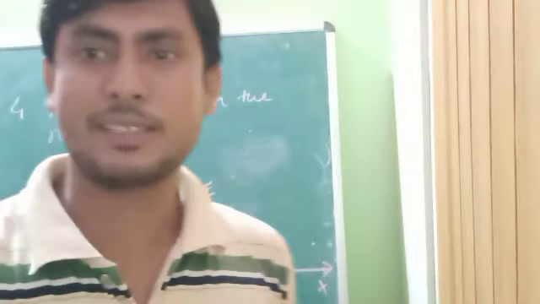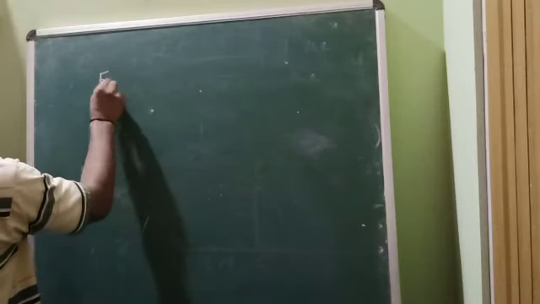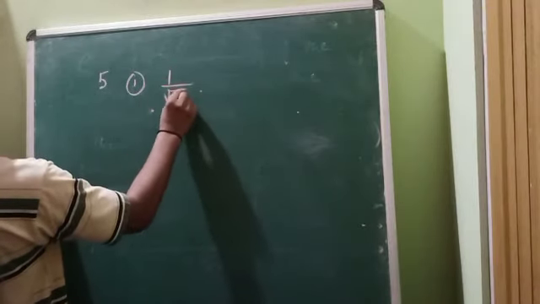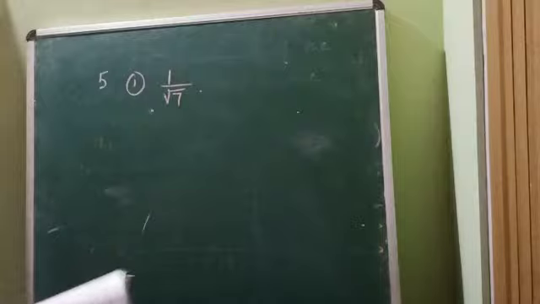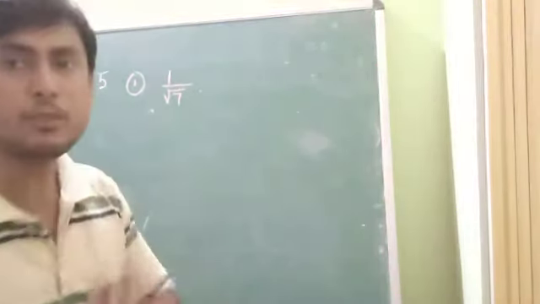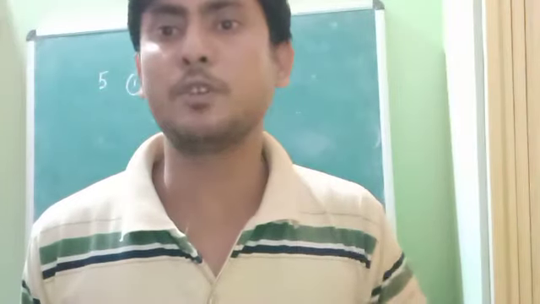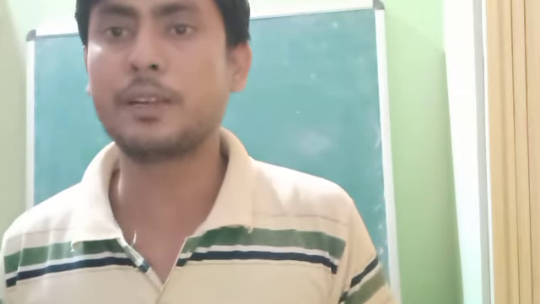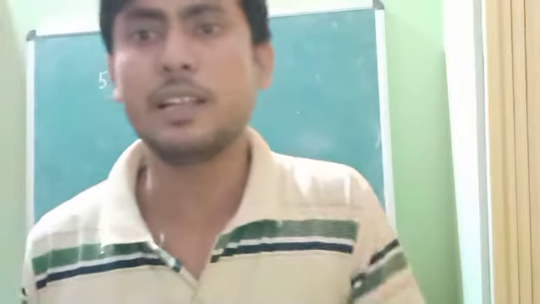Okay, next, question number 5, rationalize the denominators of the following. See here, 1 by root 7. This is very important and very easy. You have to rationalize the denominator. Here you can see the denominator is root 7. It is irrational. You have to make it rational. That means you have to make the denominator rational. That is called rationalize the denominator.